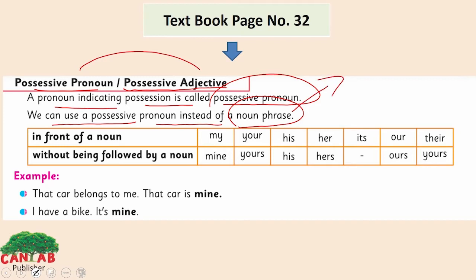Phrase is a group of 3 or 2 words, in which the noun is mentioned. Noun names a person, place or thing. In front of a noun, we use my, your, his, her, its or their.